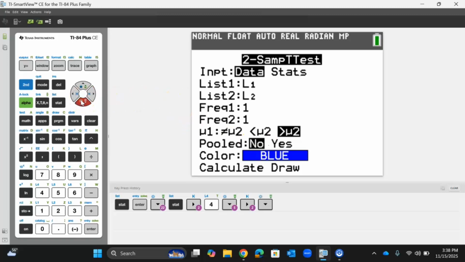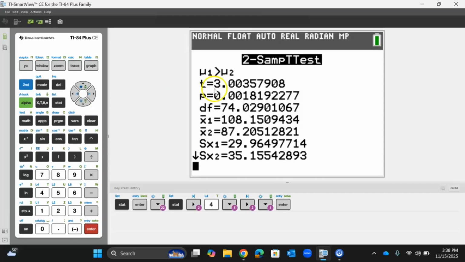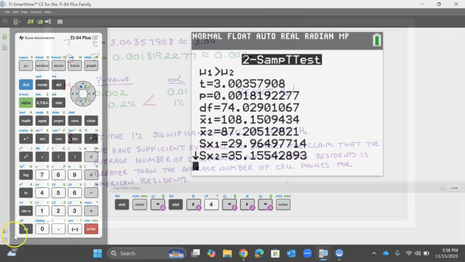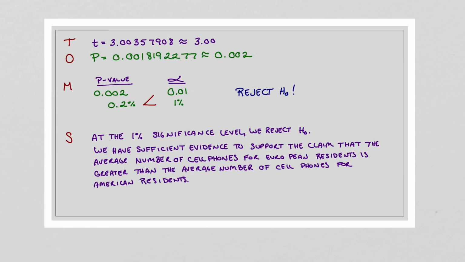We don't know the population variances, so we're going to mark this as no for pooled. And we're going to go ahead and calculate. And we should get a t-value of roughly 3.00 and a p-value of about 0.002 if I round to the third decimal place. So let's go ahead and drop that into our notes, and then we will make our conclusion in our statement. Okay, so I've logged our test statistic and our p-value.